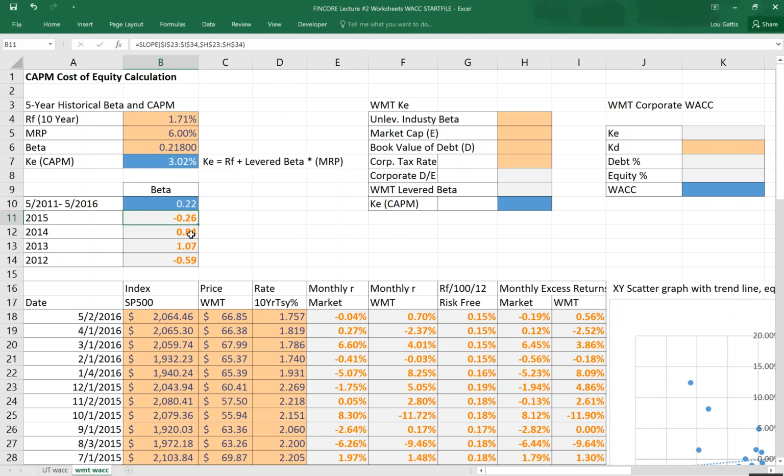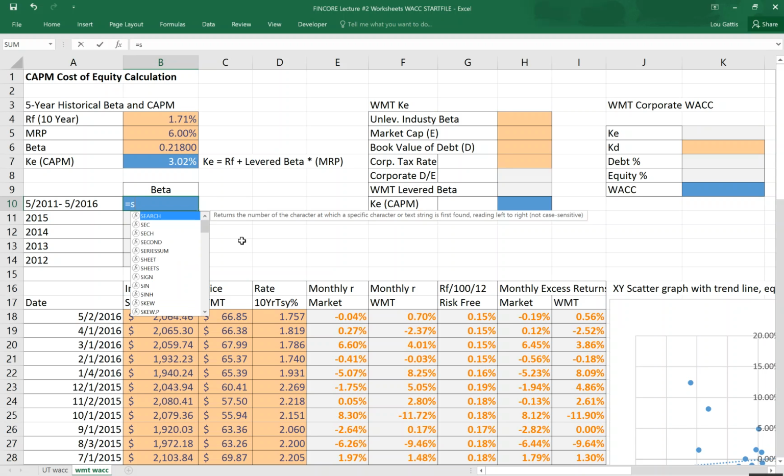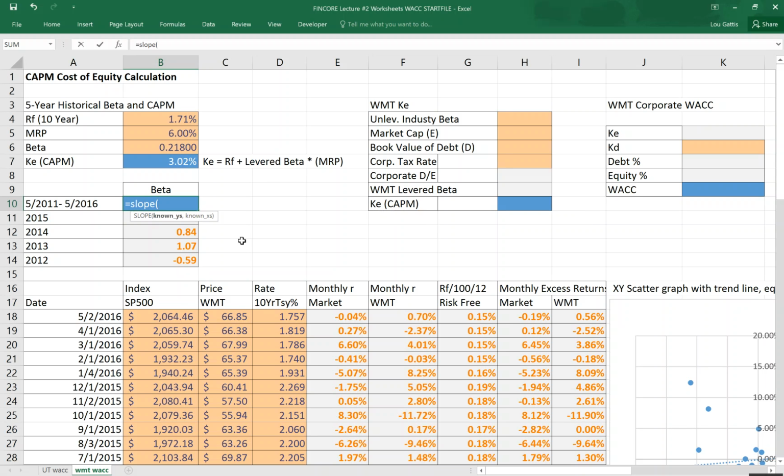Now I already have formulas built in here. This is the full beta from 2011 to 2016. Let me show you one other way to calculate that. This is actually the way I do it, because it's the easiest way. Excel has a function that calculates regression slope, the slope of the regression line. It's just equal to slope. So I can just say equals slope. Y is always the stock.